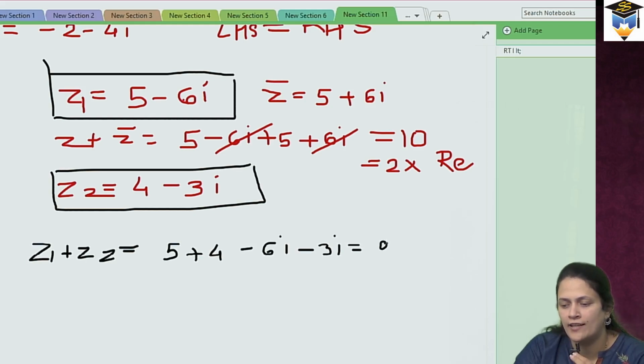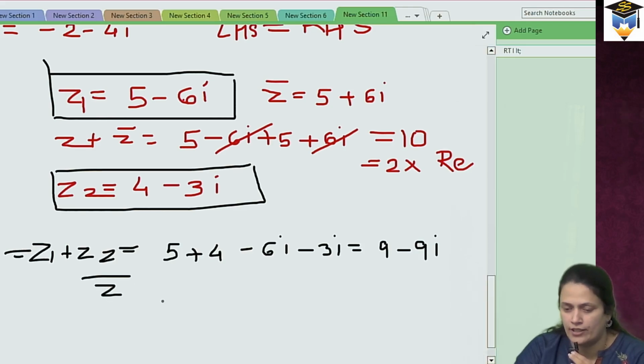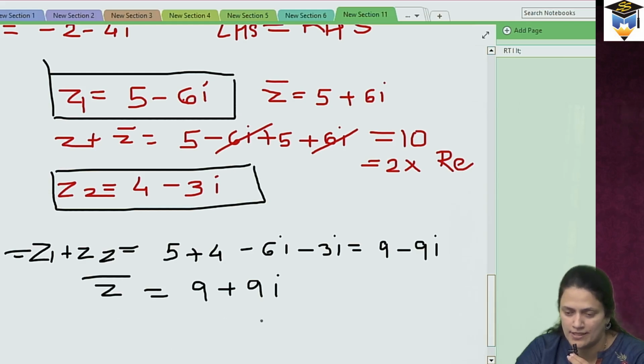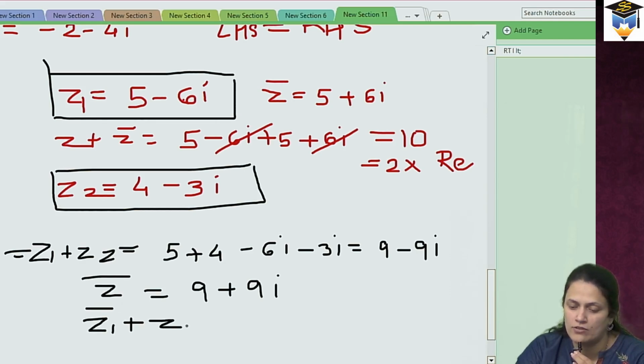Answer is going to be 9 minus 9i. So this is our z. Okay, now z bar we have to find out. So it is going to be 9 plus 9i. The property was z1 plus z2 bar, now this is z1 plus z2 bar. Now it is going to be z1 bar plus z2 bar. Okay, so let us check what this is.